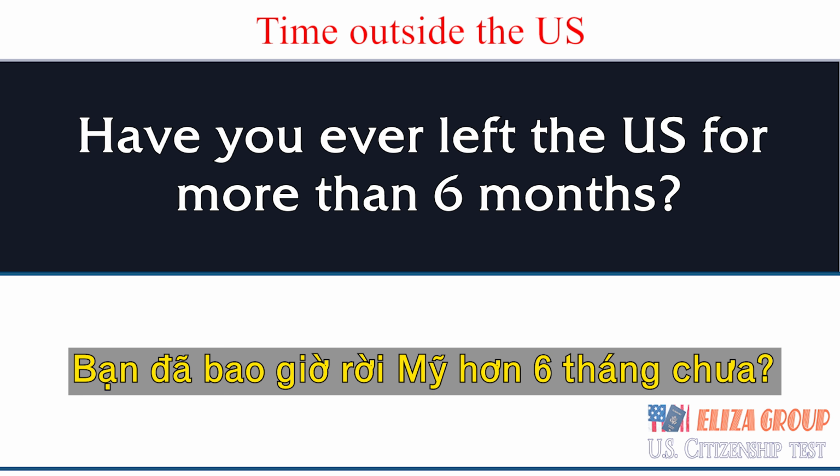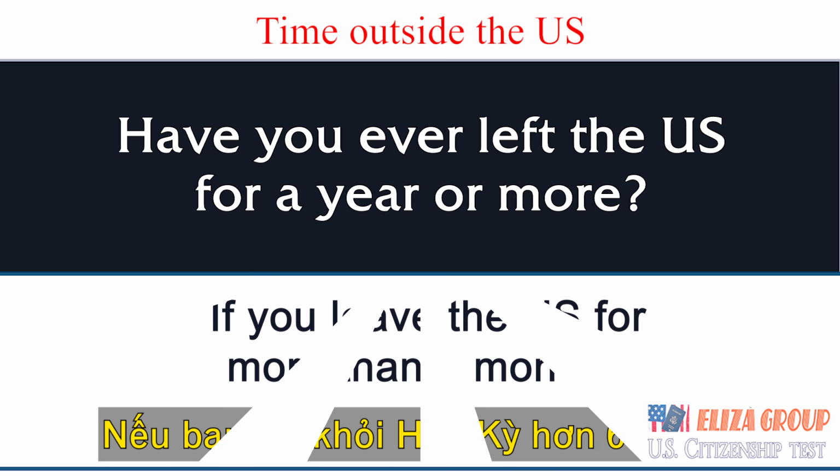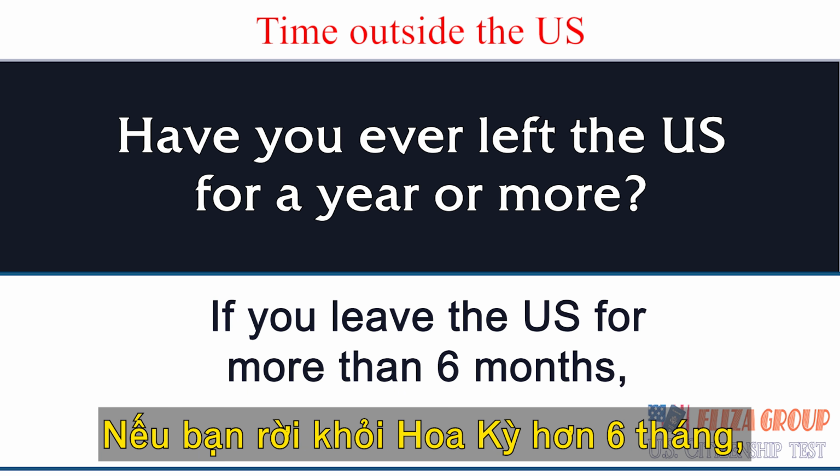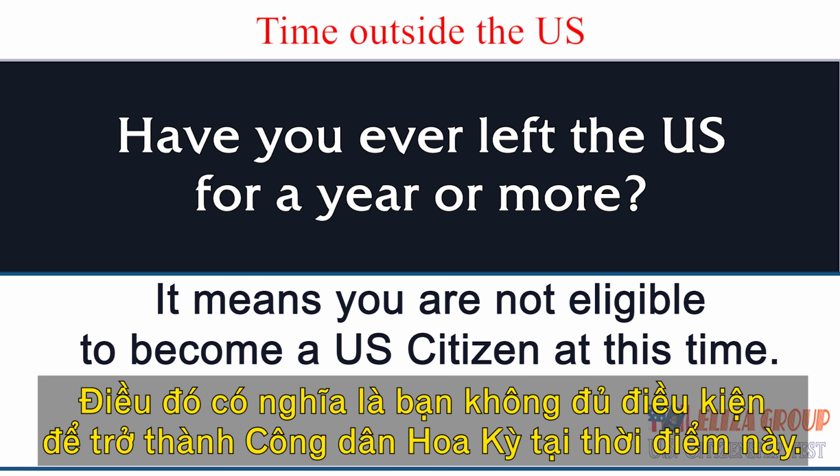Have you ever left the U.S. for more than 6 months? Have you ever left the U.S. for a year or more? If you leave the U.S. for more than 6 months, you break the continuous residence rule. It means you are not eligible to become a U.S. citizen at this time.